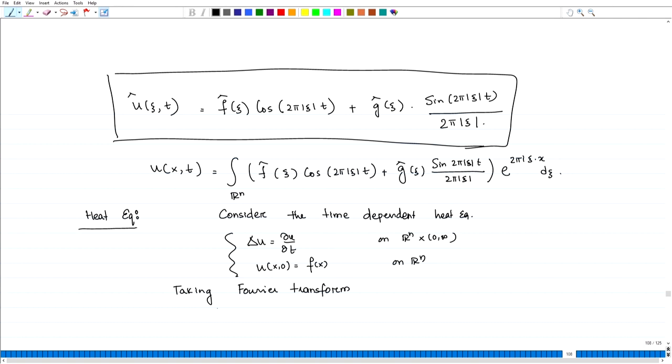We get that minus 4 pi square mod xi square u hat of xi comma t is equal to del by del t of u hat of xi comma t. Again, this is an ODE, a first order ODE, so we know precisely what this is going to be. So this will imply that u hat of xi comma t is equal to some constant, and then e to the power minus 4 pi square mod xi square times t.